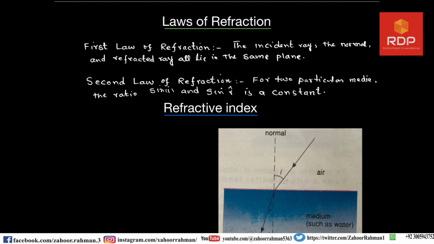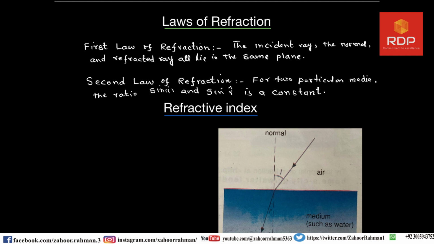ray path less. Similarly, if we are using a glass slab, we will say that the refractive index of this medium is greater as compared to water. What does it mean? It means that it can refract, or in other words, it can bend the incident ray coming from the rare medium to the optically denser medium much more towards the normal.